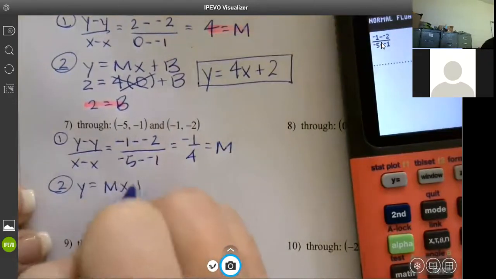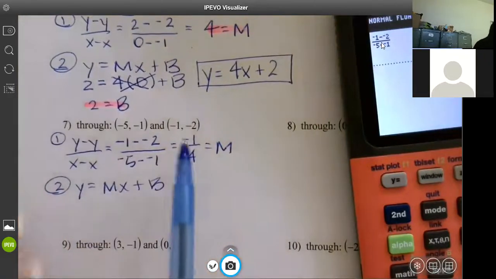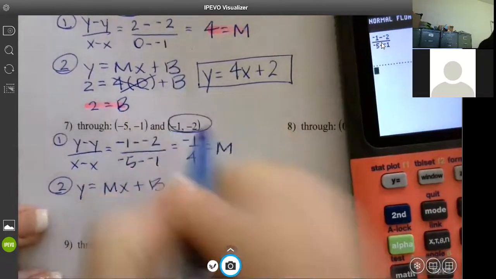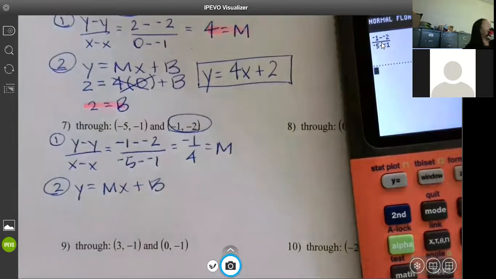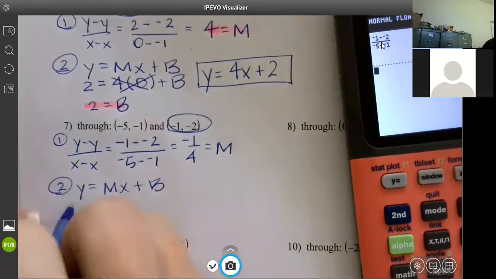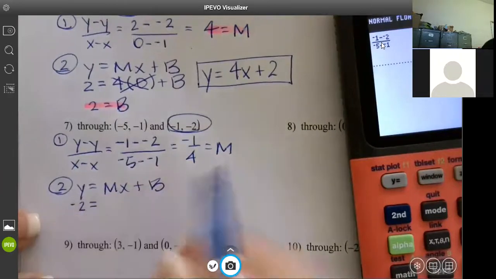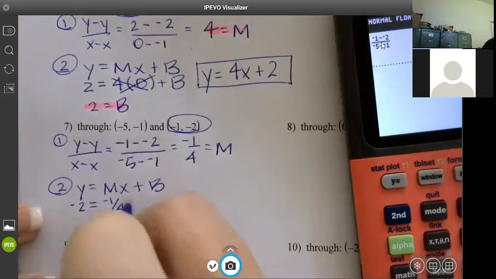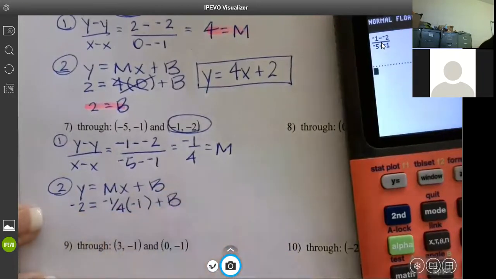We write our equation, y equals mx plus b. Both of these are really crappy points. Pick whichever one, it doesn't matter. -1, -2 is a little bit smaller, but again, it does not matter which one you pick. What's your y coordinate? What was your m? -1/4. What's our x? -1 and then plus b.